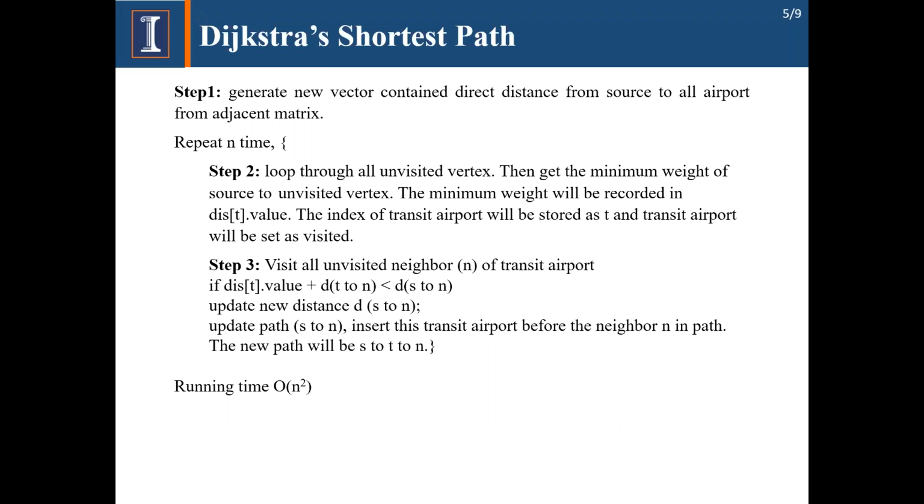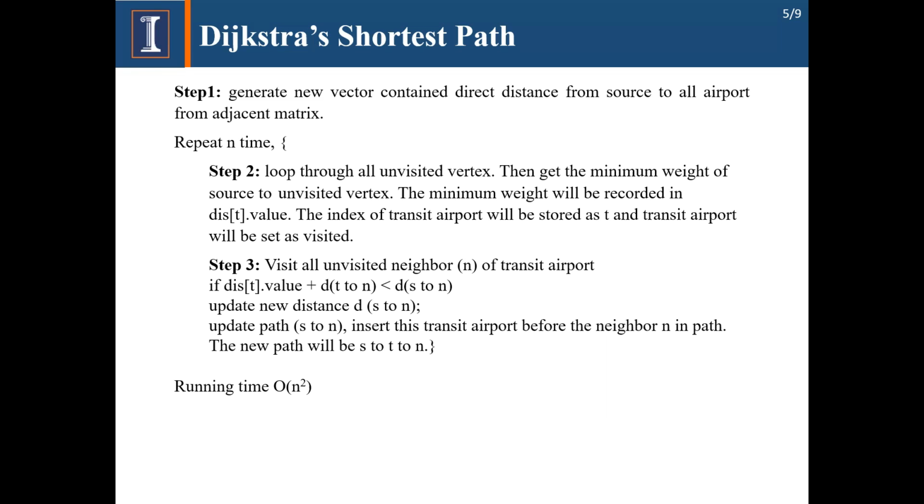I'm Jiale. I'm going to introduce the Dijkstra shortest path. The first step will be to generate a new vector containing the direct distance from the source to all airports from the adjacency matrix. Then the following code will repeat n times. Step 2 will be to loop through all unvisited vertices, then get the minimum weight from the source to an unvisited vertex. Then this minimum weight will be recorded in the distance[transit] value. The index of the transit airport will be stored as t, and the transit airport will be set as visited.